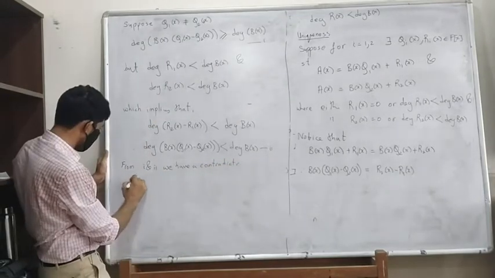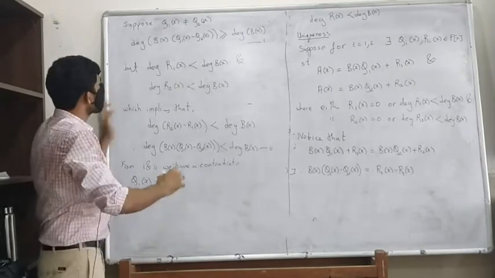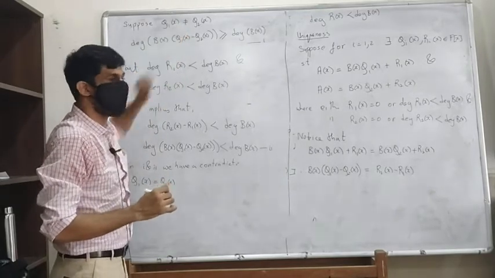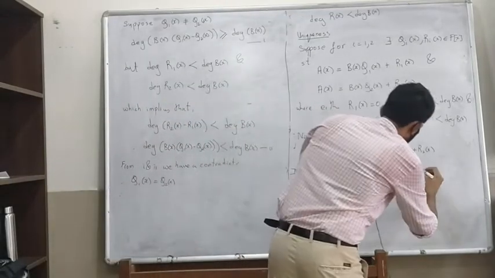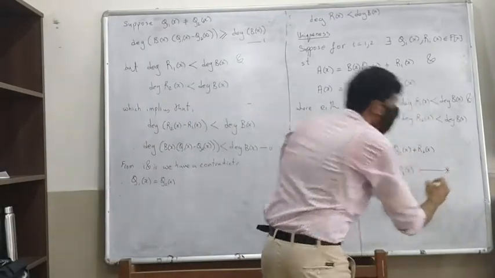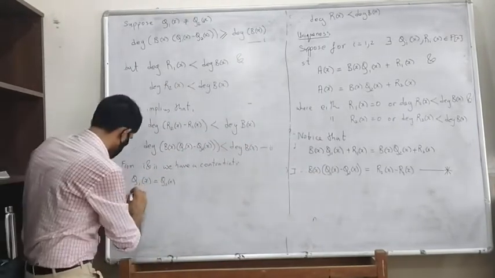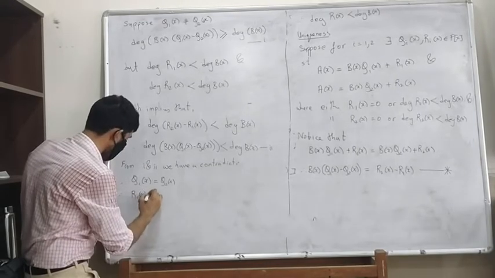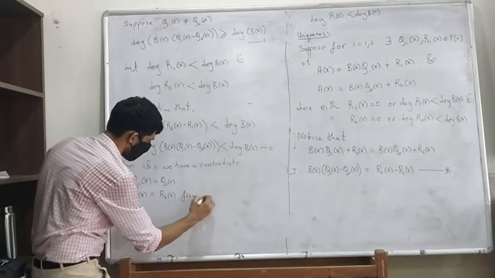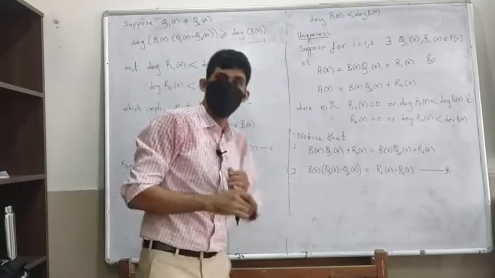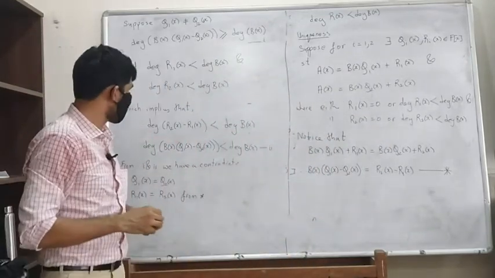Since we have a contradiction, it means that Q1 of x is equal to Q2 of x, because that's how we got the contradiction, by making this false assumption. And therefore, substituting this back in star, we will get R1 of x equals R2 of x. Okay, this proves our existence and uniqueness. So therefore, we have proved the division algorithm.